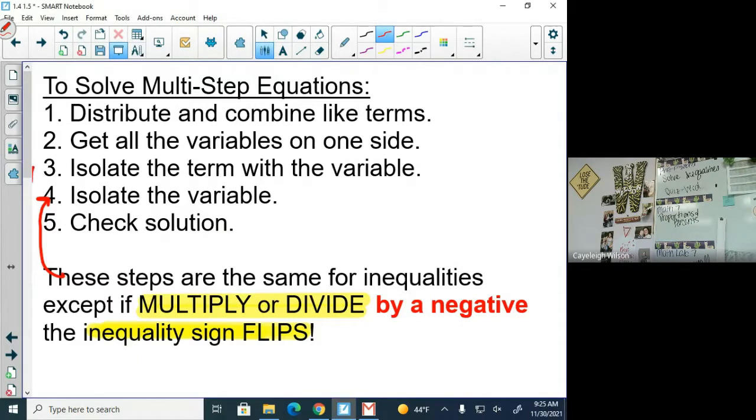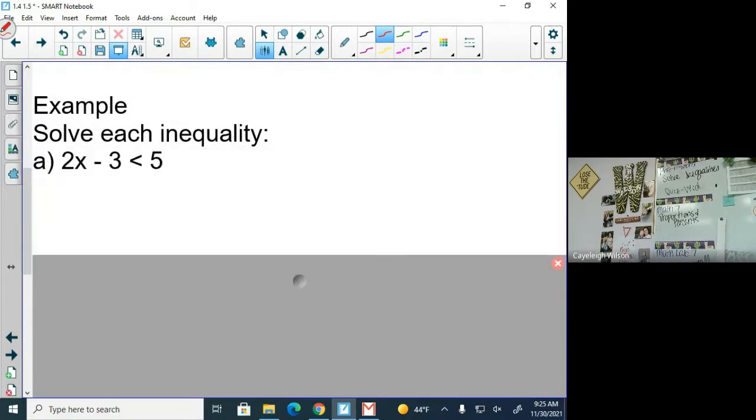All right, so we're just going to go into the first problem here. This one's from yesterday. Solve each inequality. So 2x minus 3 is less than 5. I don't see any parentheses to distribute. I don't see any like terms. All my x's are already on the same side. So now I undo the addition or subtraction. So what should I do first? Add the 3 to each side of my equal sign. So minus 3 plus 3 is 0. So that's 2x is less than 8.